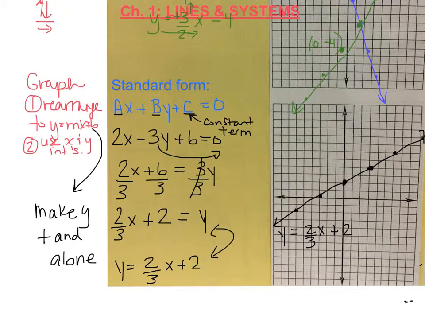If the constant term, the number that's all by itself, can be divided evenly by the two coefficients, so 6 divided by 3 works out, and 6 divided by 2 also works, right? 2 and 3 both go into 6. If these two coefficients both go into the constant term, it's going to work out that your x and y intercepts are integers. They're not fractions or halfway across a grid point, so it would be easy to graph using x and y intercepts.